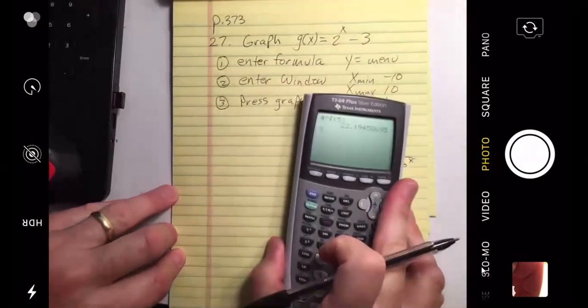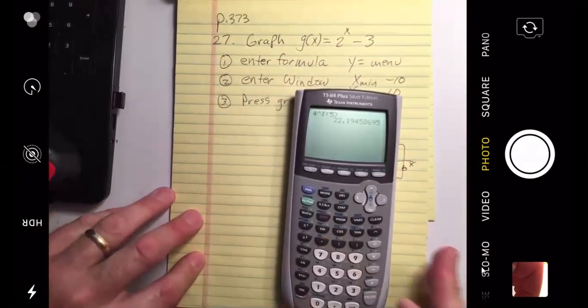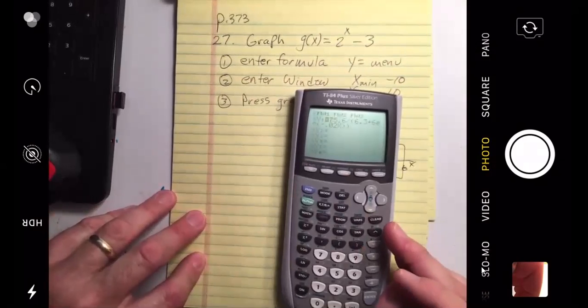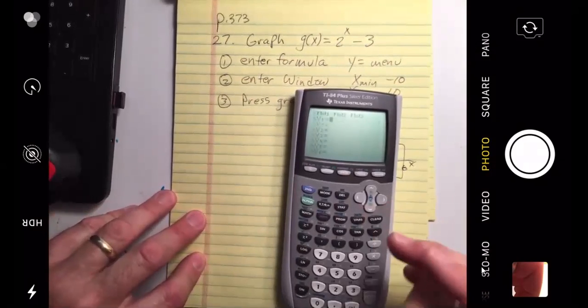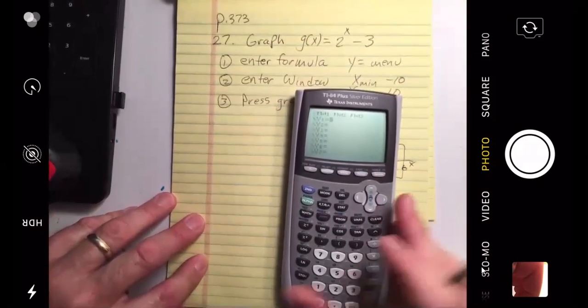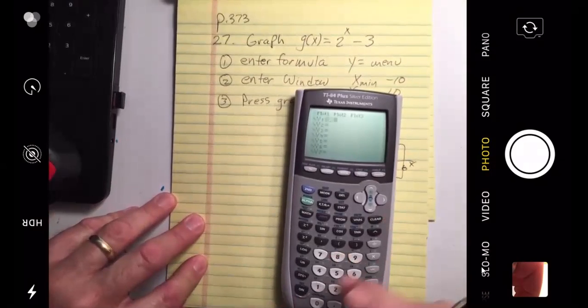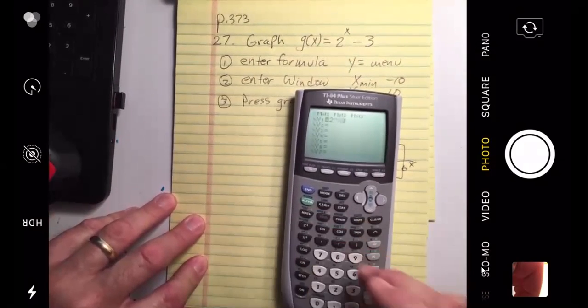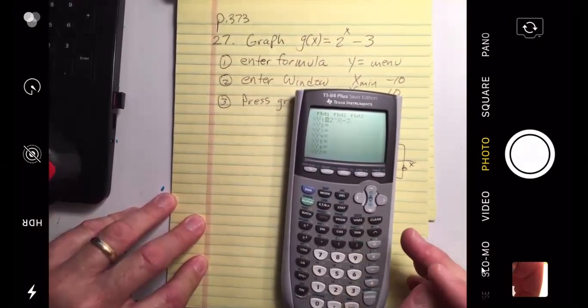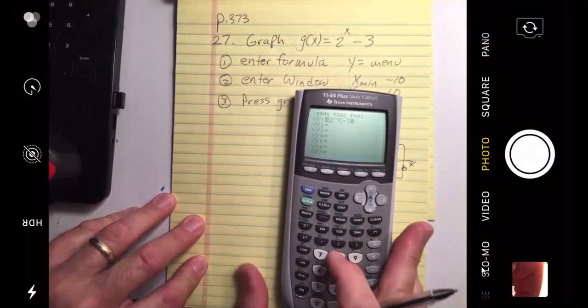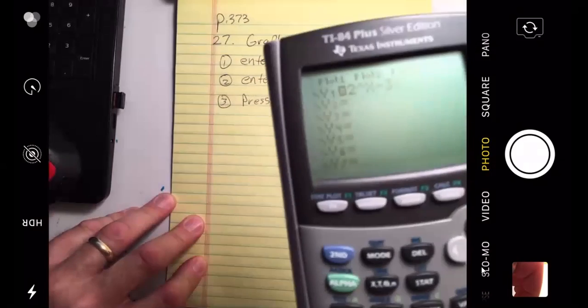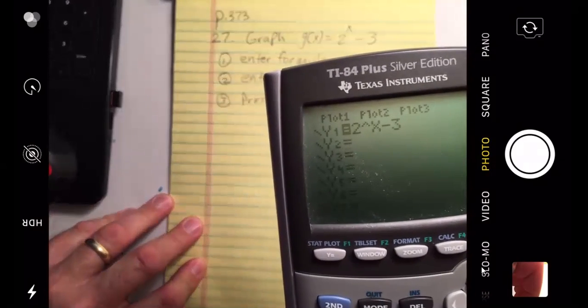All right, so let me see if you can see that. I go to y equals. I've got a formula entered. I'm just going to clear it off, or I could have entered it down the page. And I'm going to go 2 raised to the x, subtract 3. There's my formula.